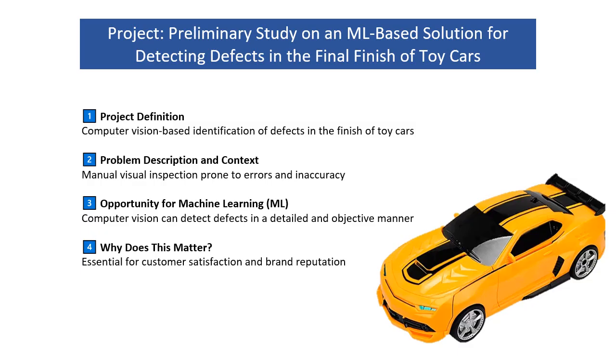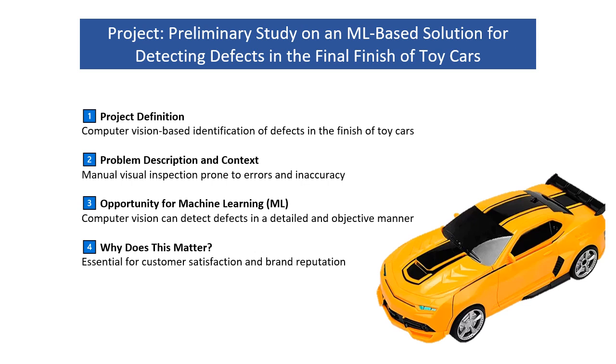Project definition: computer vision-based identification of defects in the finish of toy cars. Problem description and context. A toy company wants to implement an AI-powered defect detection system. Currently, toy inspection is done visually. A human inspector visually checks the product against a reference image from the project. This process can be slow, exhausting, and imprecise, making it prone to human errors, inspector distractions, fatigue, and other limitations.